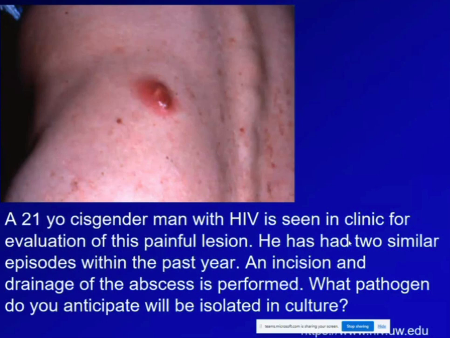All right, we're moving out of the virus and into bacterial pathogens. What do you guys think about this one? A 21-year-old cisgender man with HIV is seen in clinic for evaluation of this painful lesion. He has had 2 similar episodes within the past year. An incision and drainage of the abscess is performed for pathogen identification. Participant will be isolated and cold.